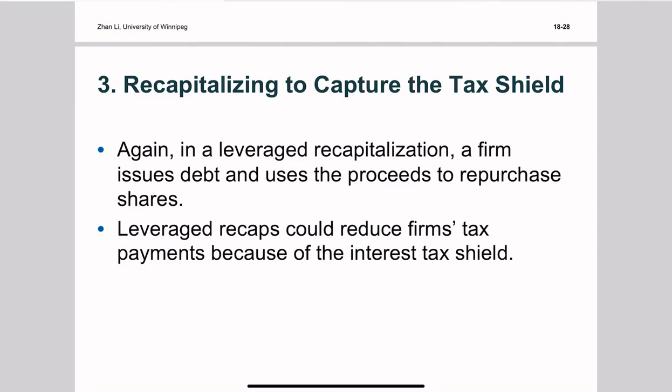Oh, remember what is the meaning of leverage recap, right? So basically the firm will issue debt and get some cash from the debt issuance. And then the firm will use the cash from the debt to repurchase some shares from other shareholders. So basically the number of shares will become smaller after the leverage recap, and the firm's debt level will increase, right?